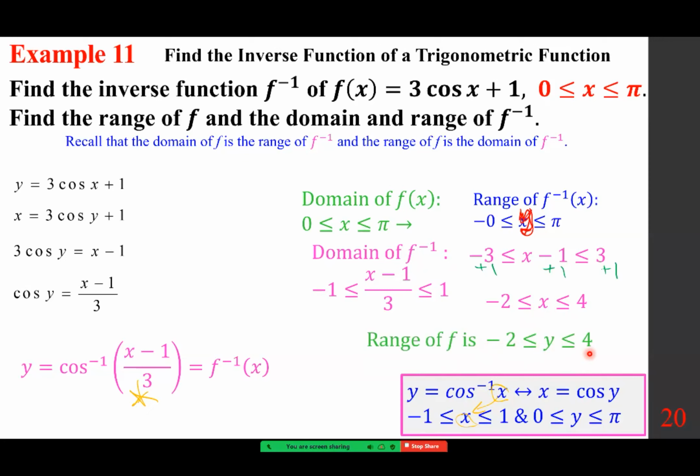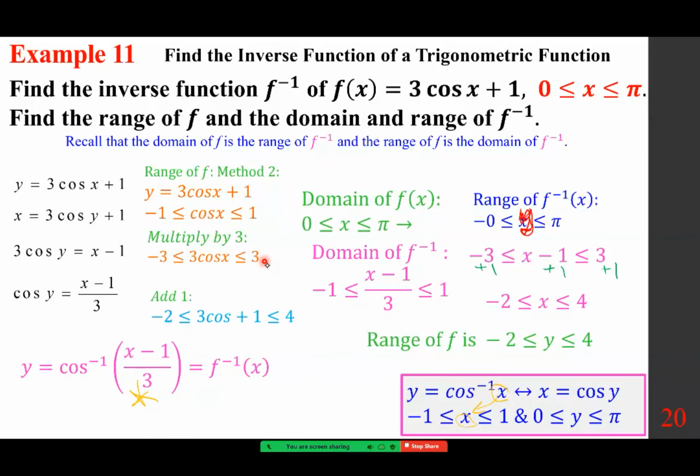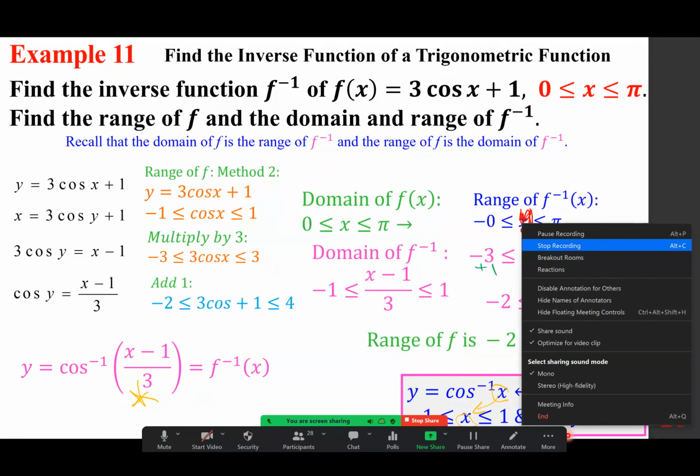Again, a second method. We want to work on 3 cosine x plus 1, so we start with cosine. We know cosine is between -1 and 1. If I want it to look like this, I'm going to multiply by 3. This becomes -3, this becomes 3 cosine x, this becomes 3. I need the 1, so I'm going to add 1. This becomes -2, this becomes 4. And that's the same answer as we got here. All right. And that's it, class. Happy studying.